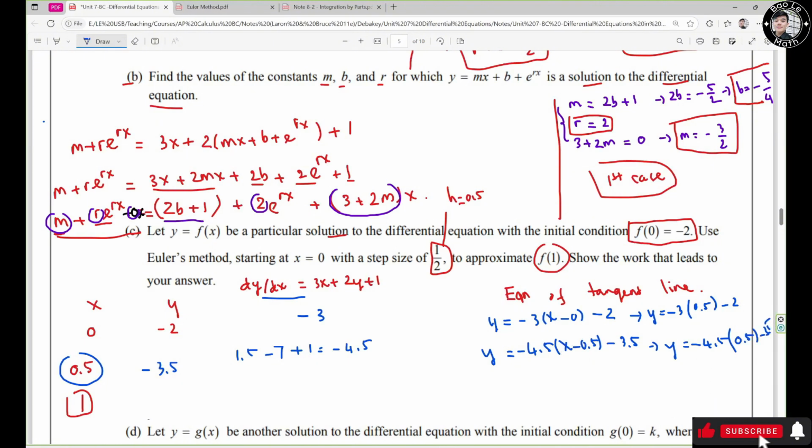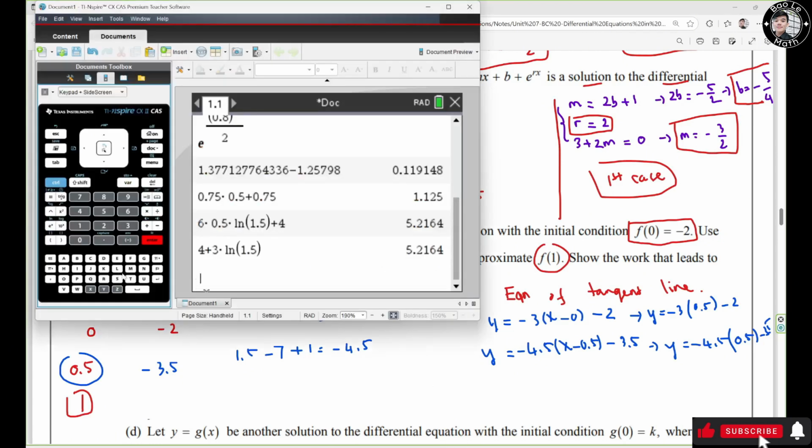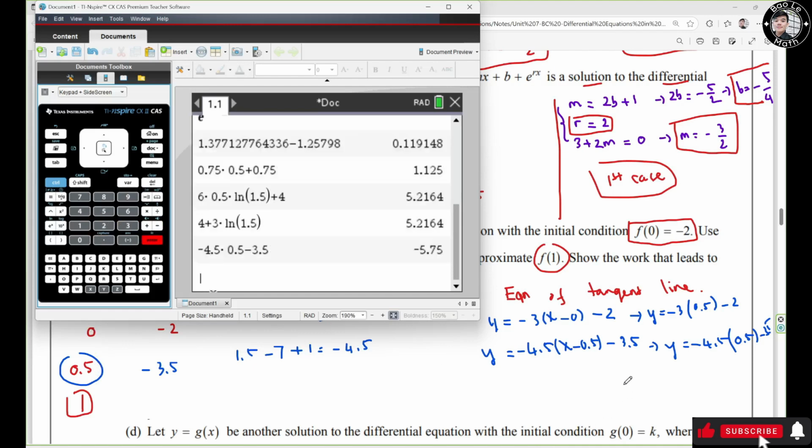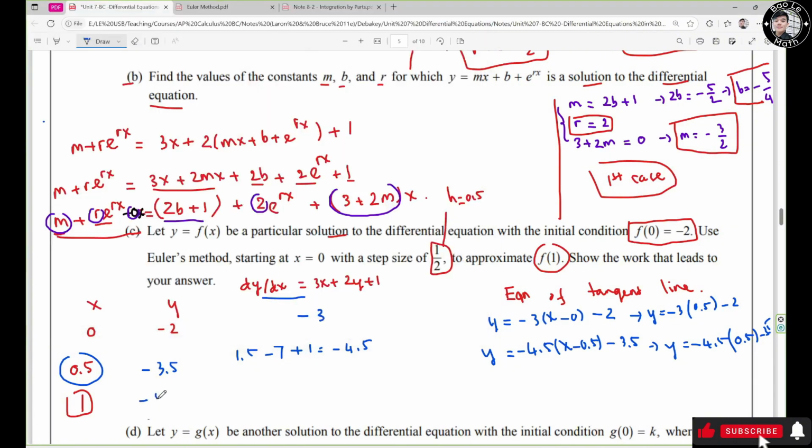So you have negative 4.5 times 0.5 subtract 3.5. Enter. The answer is negative 5.75. This one is the final answer.